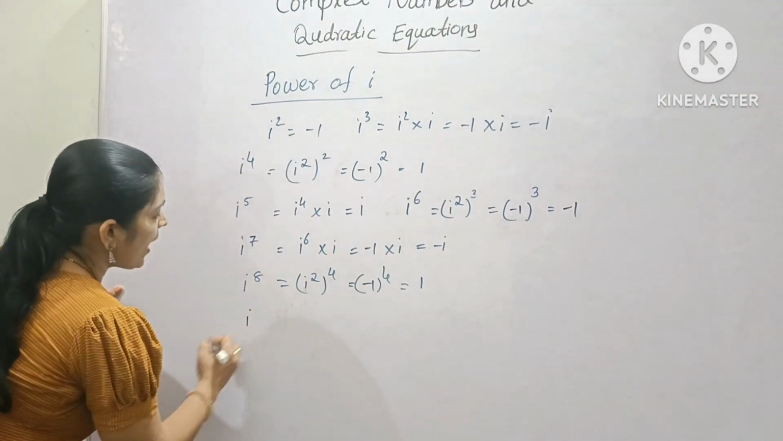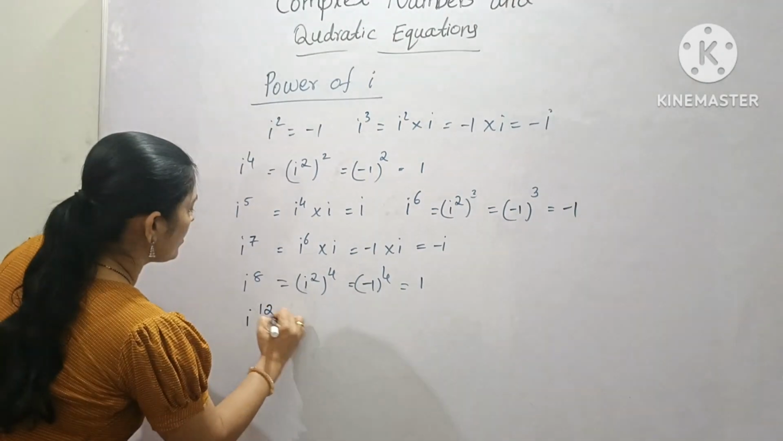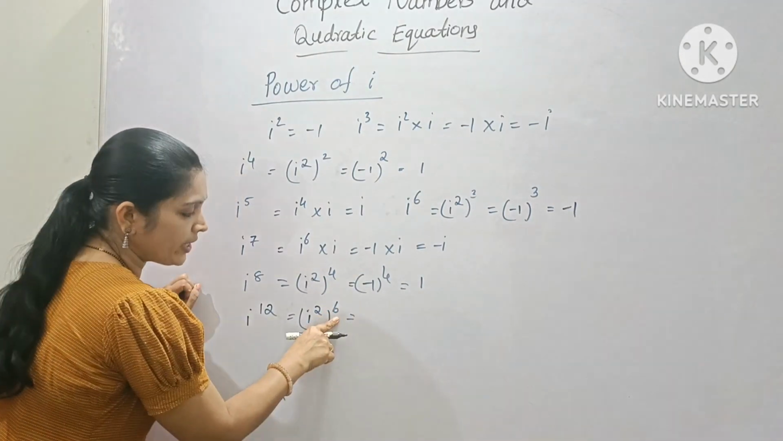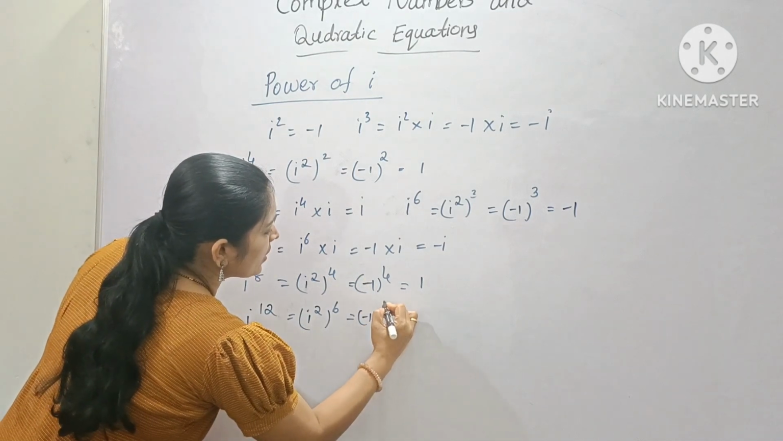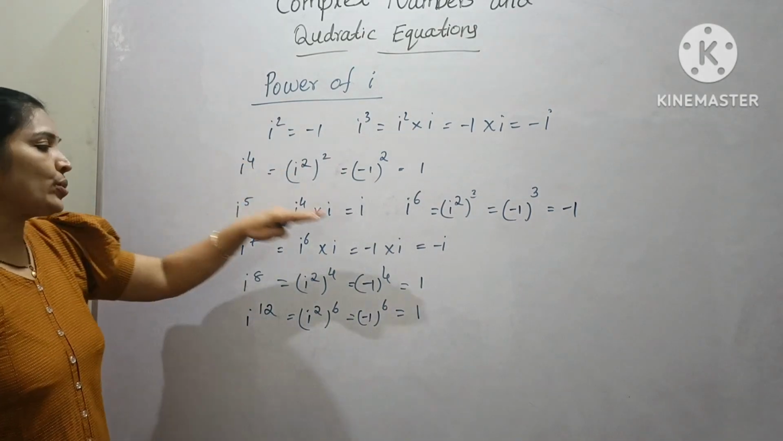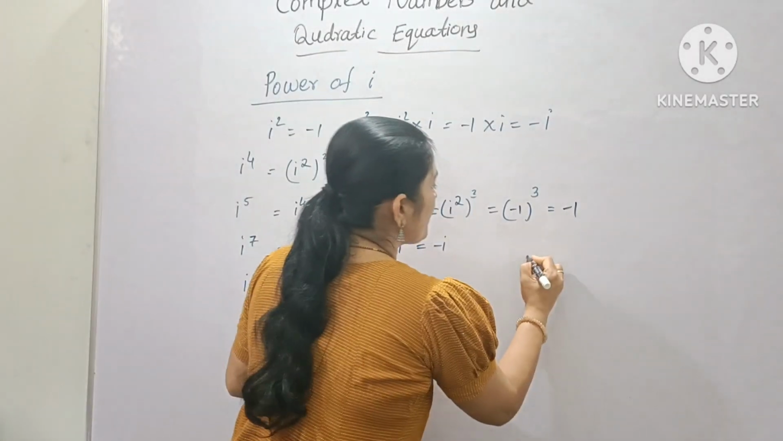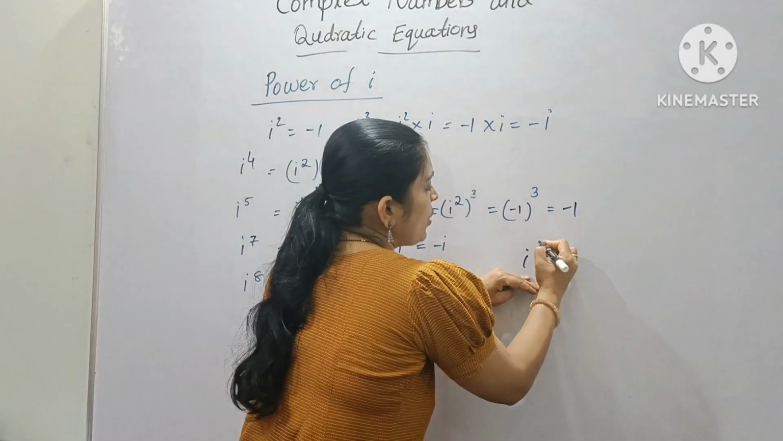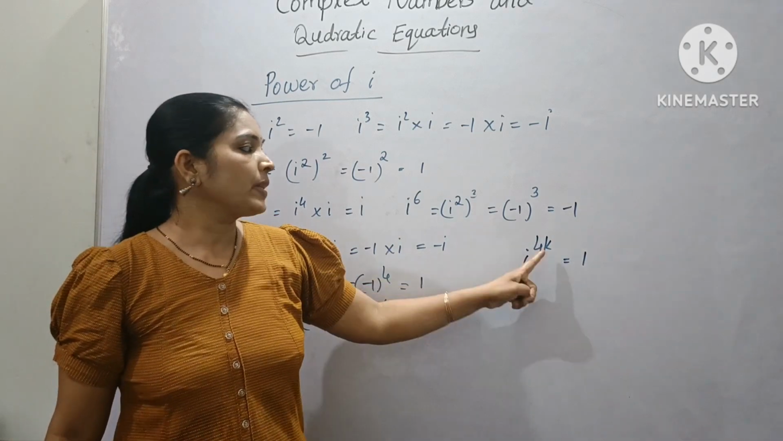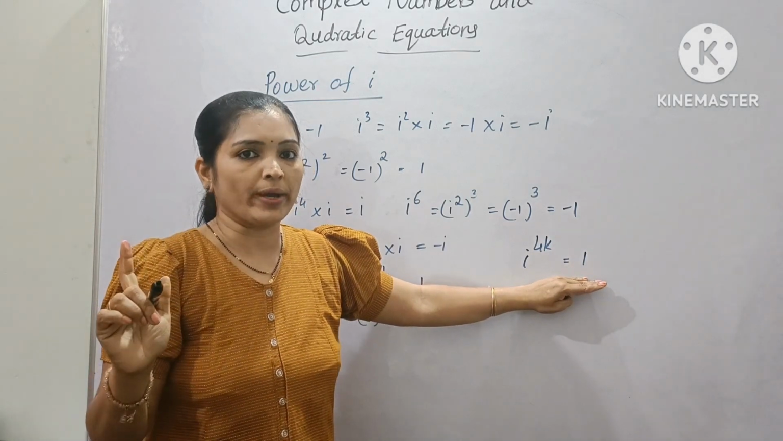Then what about i raised to 12? That is i square raised to 6. It is an even number, therefore here also we will get 1. So i raised to 4 is equal to 1, i raised to 8 is 1, i raised to 12 is 1. So we can say that if the power of i is a multiple of 4, then its value is 1. If the power of i is a multiple of 4, then its value is plus 1.